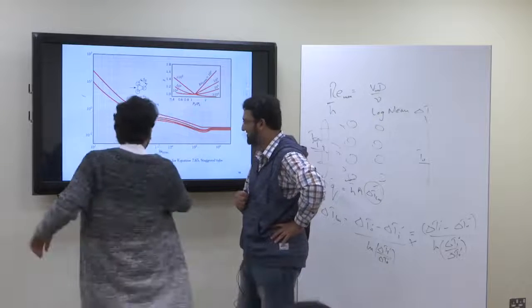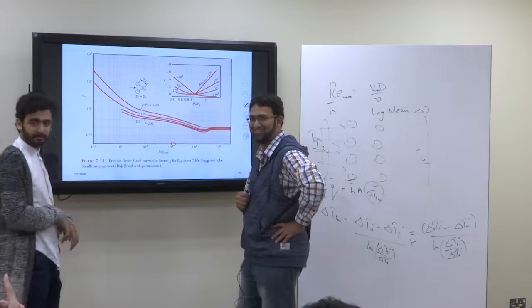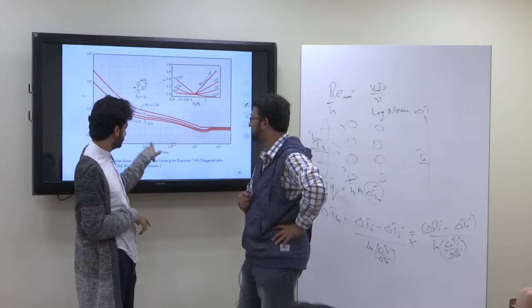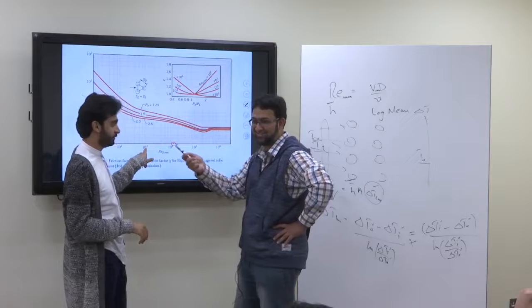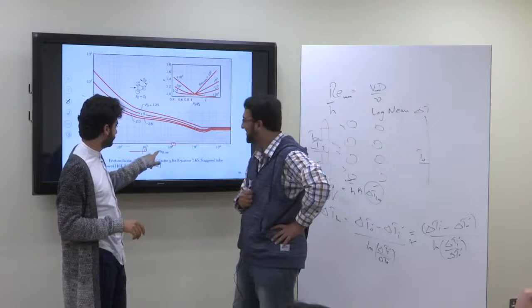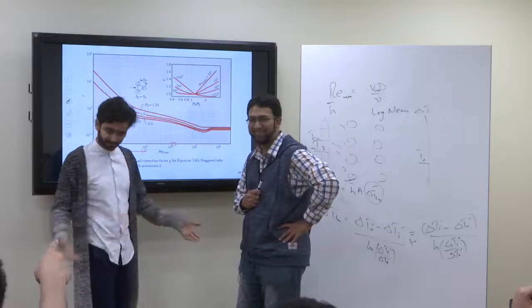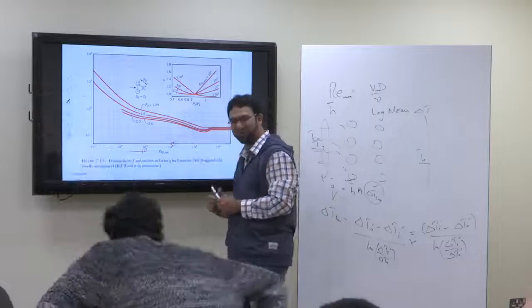Somewhere here. No, 14,000 is after 10 to the power 3. He's correct. This one is from 1,000 to 10,000. Yes, the second line after 10 to the power 4. So it should be after 10 to the power 4, right?